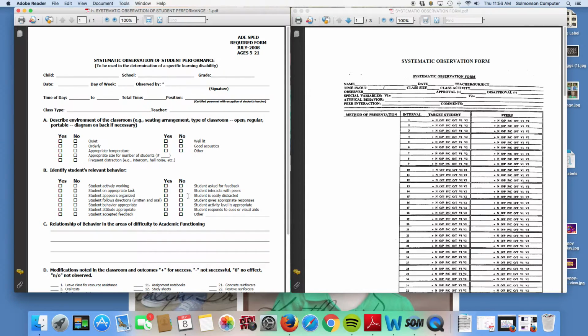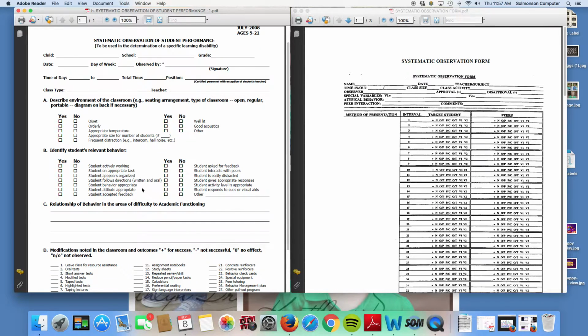And so then you just go down this and click off for the student. Was the classroom environment, not the student, quiet, orderly, appropriate temperature? What was the number of students in there? Were there any distractions occurring in the classroom overall for everybody? Is it well lit? Does it have good acoustics?